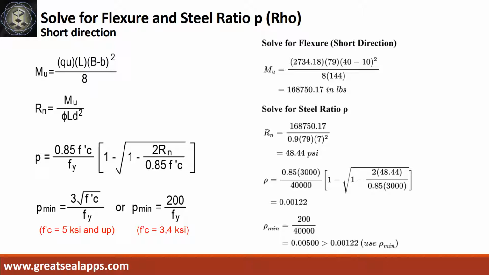At short direction, given ultimate soil pressure equals 2734.18 psf, footing width equals 40 inches, footing length equals 79 inches, and column side equals 10 inches, the maximum moment is 168,750.17 inch-pounds. Given resistance factor equals 0.9, L equals 79 inches, and D equals 7 inches, the beam design ratio Rn equals 48.44 psi, and reinforcement ratio Rho equals 0.00122. Use Rho minimum of 0.005.